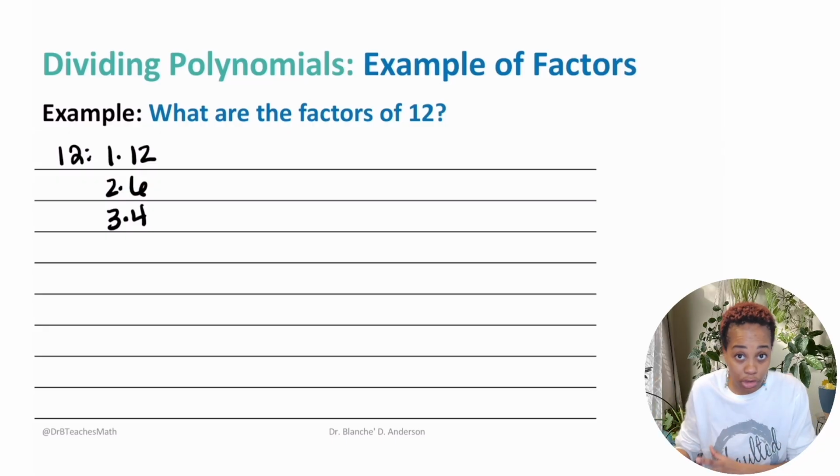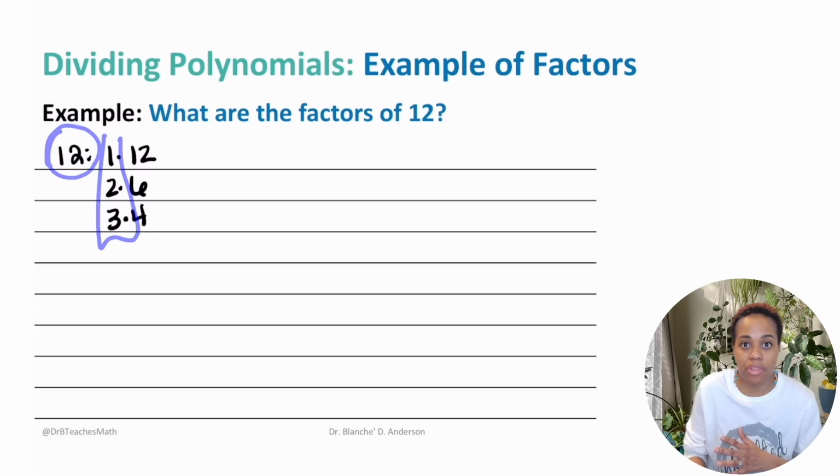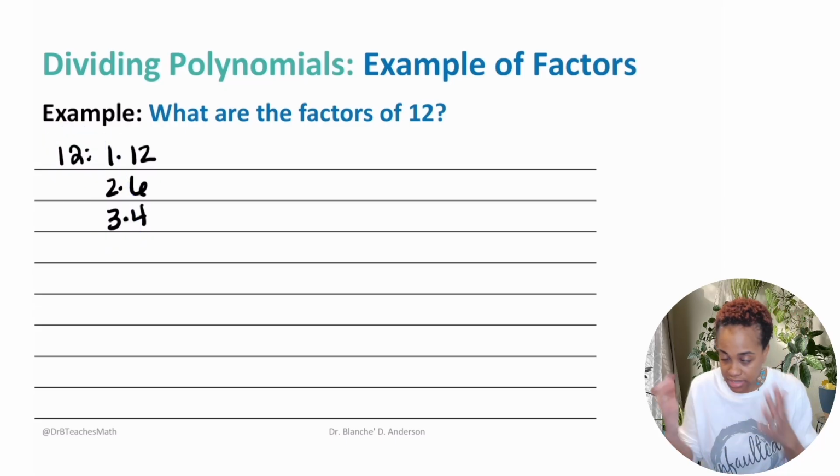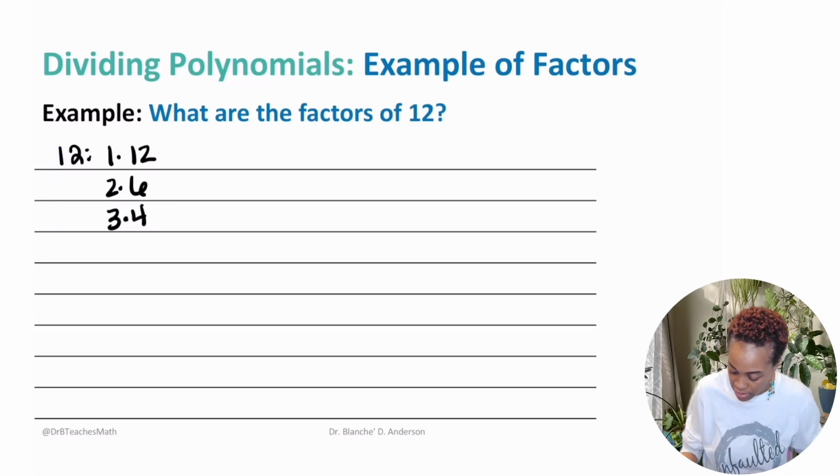If you learn your multiplication tables, you'll be able to pull out all the numbers that will give you 12. But that takes time, that takes practice. Otherwise, it's just, okay, what two numbers do I multiply together to get 12?